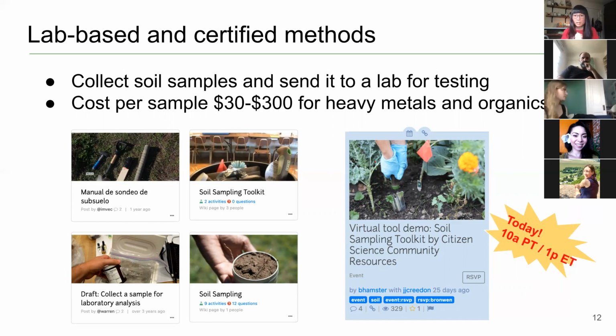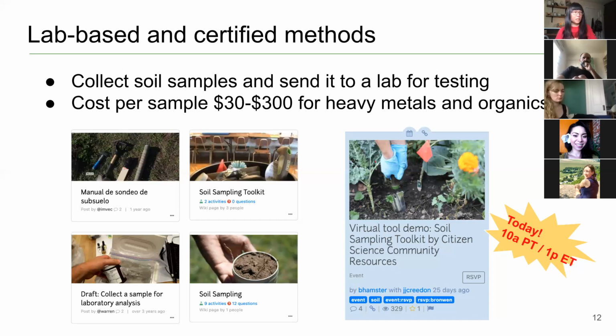The cost varies a lot depending on what method the lab is using, and what kinds of contaminants you're testing for. It ranges from $30 to $300 for heavy metals and organics, and that's per sample. So it can get pretty expensive if you're testing multiple samples.